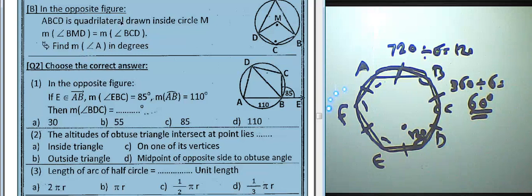Question B. In the opposite figure, ABCD is a quadrilateral drawn inside the circle. The measure of angle M equals the measure of angle C. Find the measure of angle A in degrees. We have a relation between the measure of angle C and angle A: the sum of them equals 180 degrees.